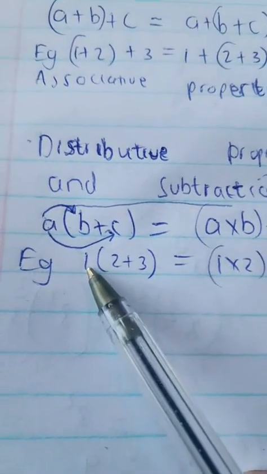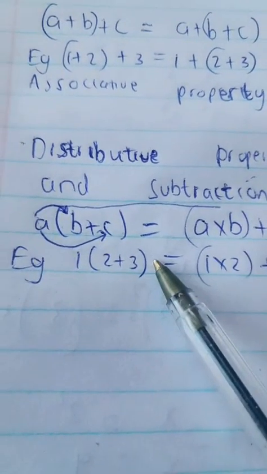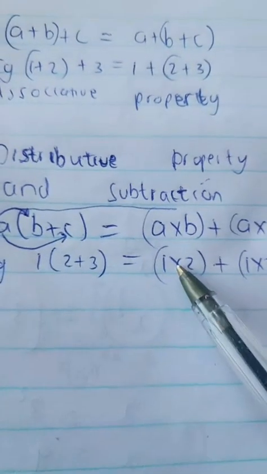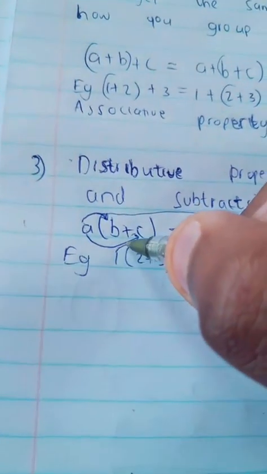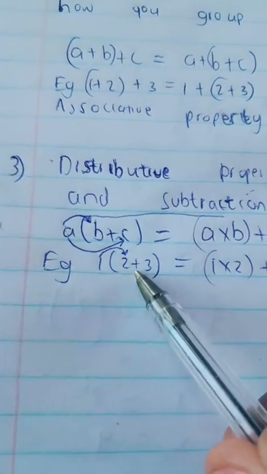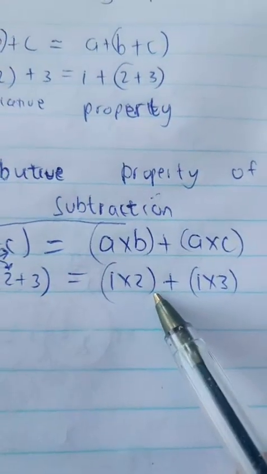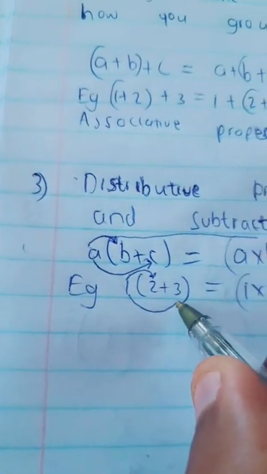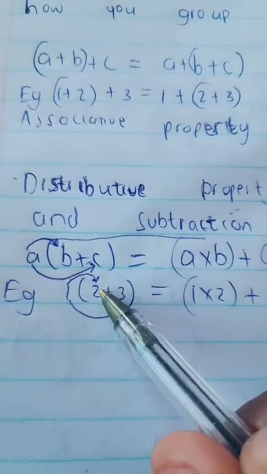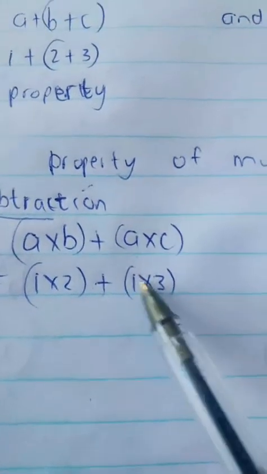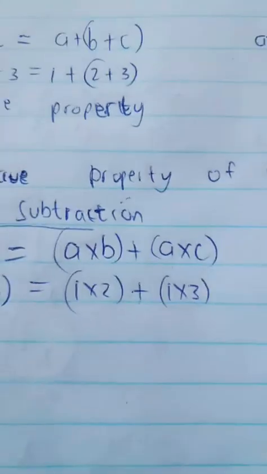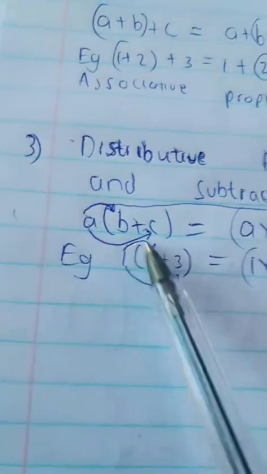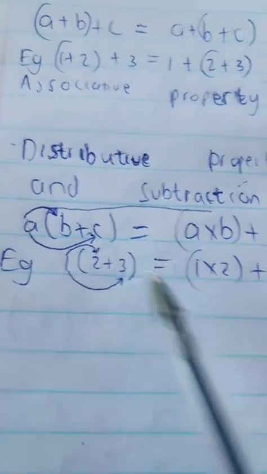So let's look at an example. We have 1 outside, brackets 2 plus 3. When we apply the distributive property, we say 1 times 2. So we take the 1, we distribute it to the 2 using multiplication. That's why we have 1 times 2 in brackets. Then we take the 1, we distribute it to the 3 over what? Over addition. So we say plus 1 times 3. That is the distributive property of multiplication over addition.